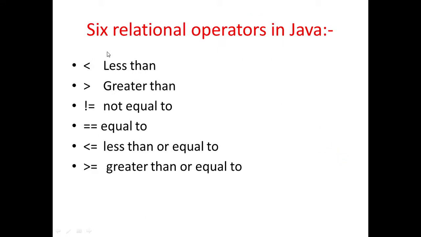So these are the 6 relational operators in Java. This is the less than sign. This is greater than. This is not equal to. This is the equal to sign. Double equal to means equal to. This is less than or equal to. And this is greater than or equal to. So there are 6 relational operators in Java: less than, greater than, not equal to, equal to, less than or equal to, and greater than or equal to.